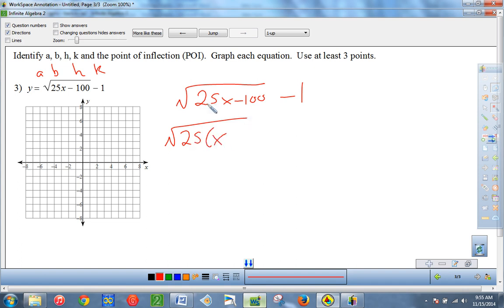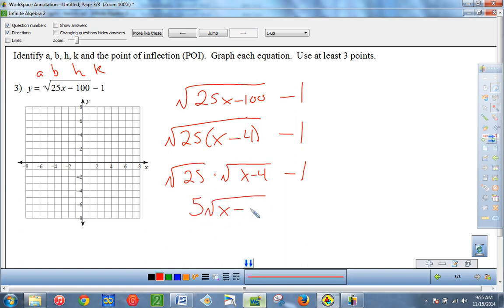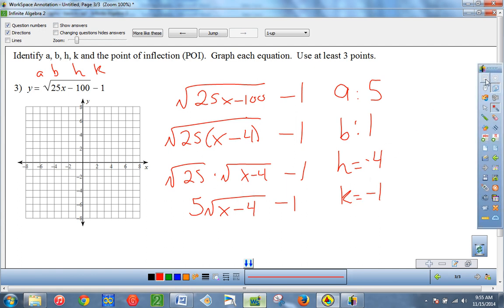25, so 100 divided by 25 is 4. And then look at this. Square root of 25 times the square root of x minus 4. Oh, how convenient. The square root of 25 is 5. And then that changes our b value into a positive 1. So my a value changes to 5. My b value is a positive 1. H is negative 4. And k is negative 1. I don't know why some of those are dots and some of those are equal signs, because Miss Holly's crazy.